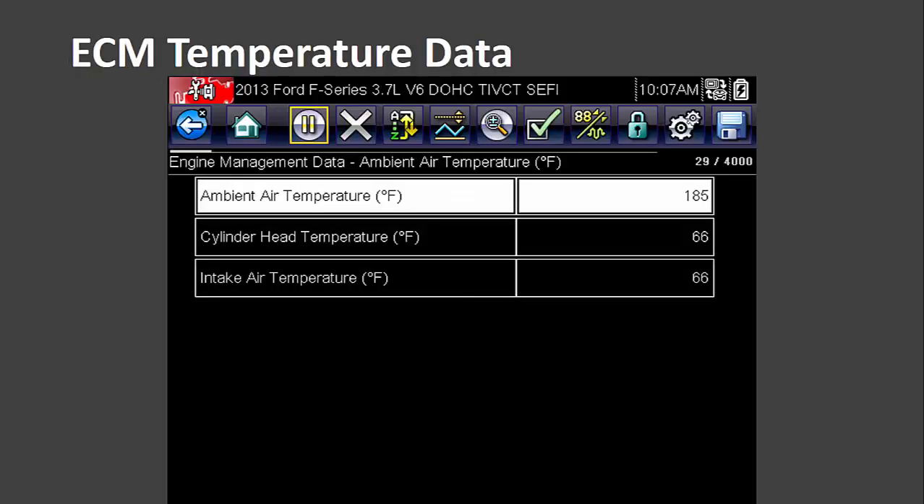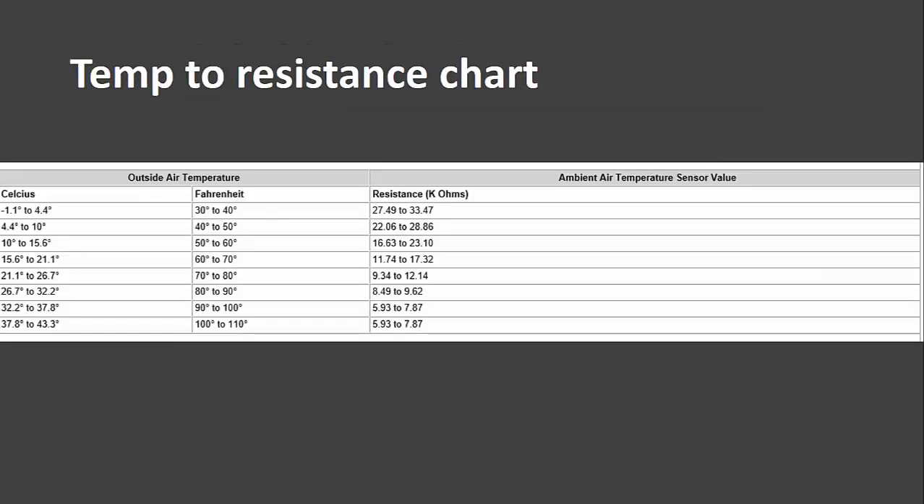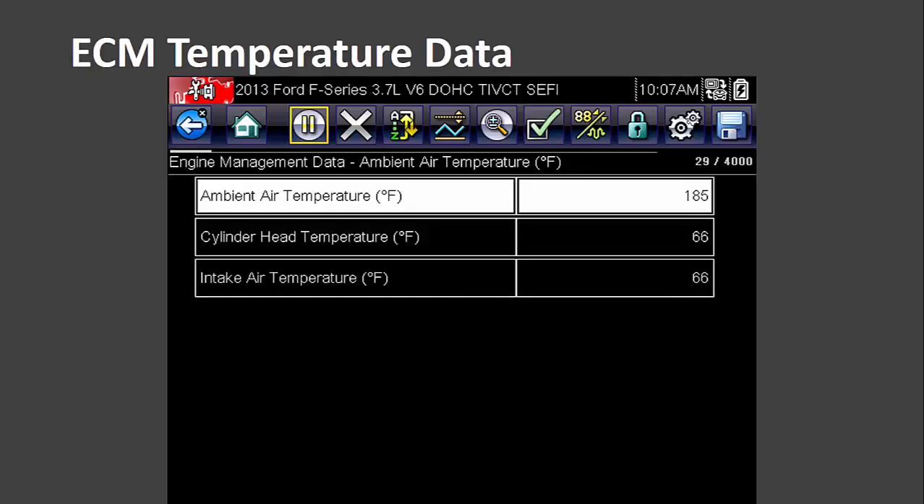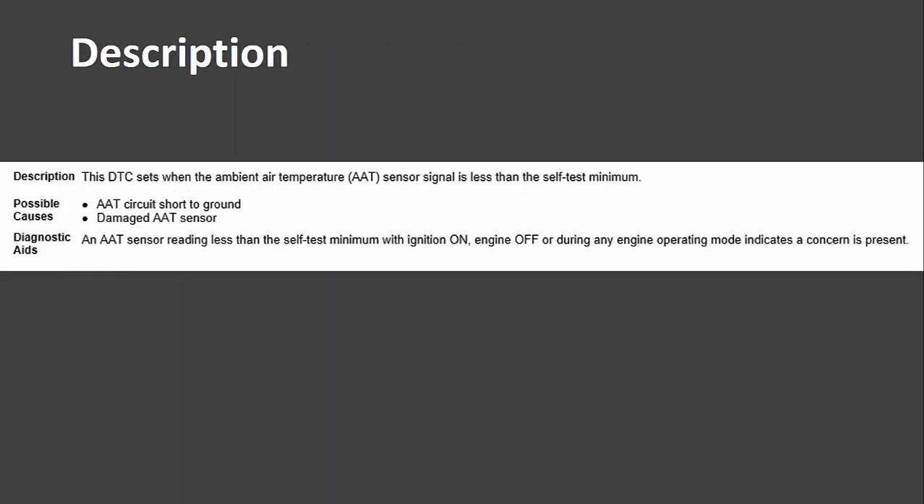This vehicle did a cold soak, so what I did is I compared some of the PIDs, and you can see that the cylinder head temp and the intake air temp are correct and displaying the shop temperature, but the ambient air temperature sensor is reading 185 degrees. So going back to our chart, it's not even really in there, so it's probably an open sensor, or shorted. I'd have to look further into it to see which one it is, but the code sets if the sensor is shorted to ground or damaged.